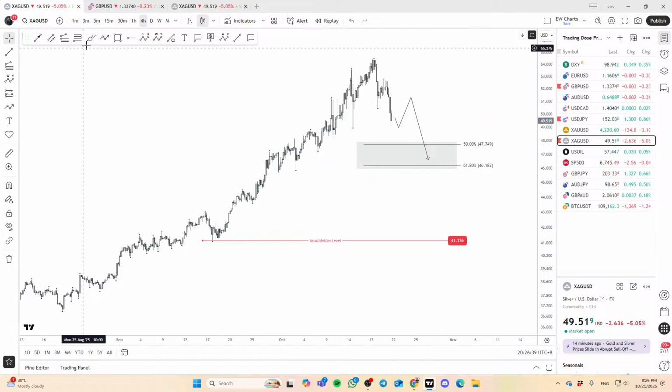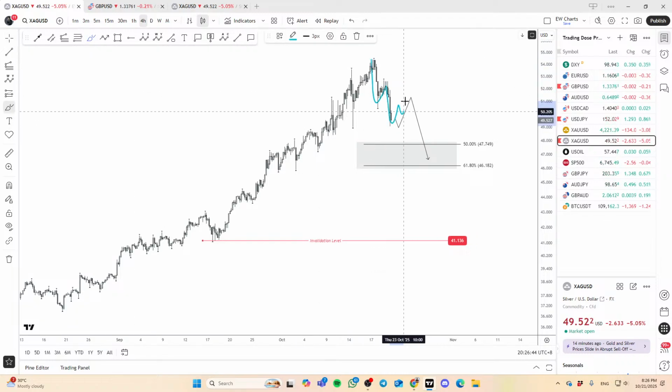All right. So again, simple wave expectation. We'll see this as an internal 3 wave, and if this pulls back, then this will be an external 1, 2, 3. Okay. So we'll see.